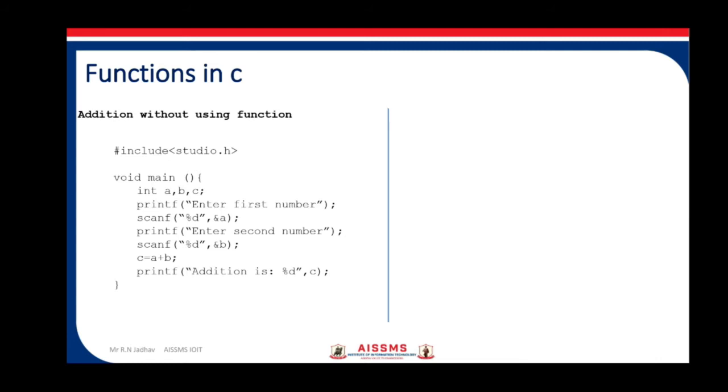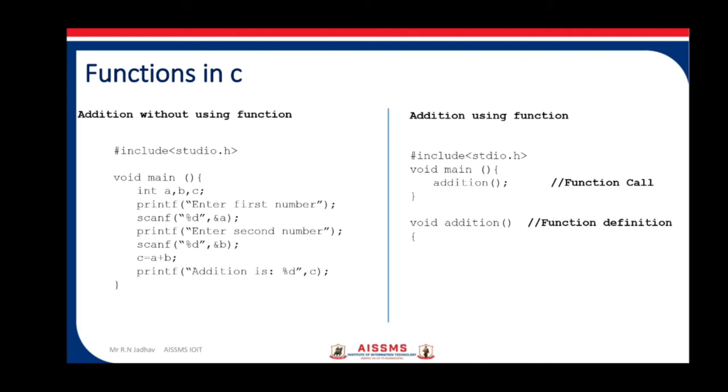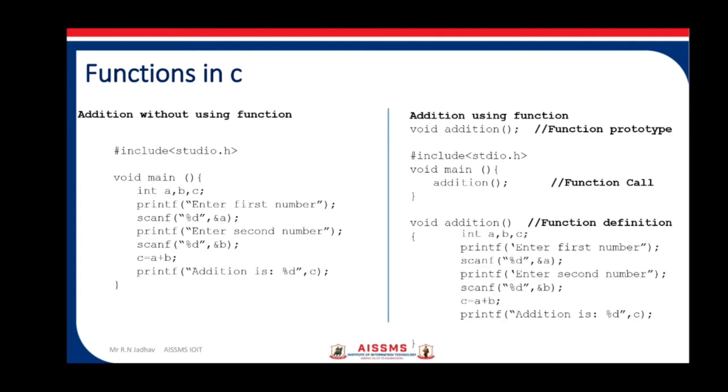Now let us see how we can write a user defined function for addition of two numbers. As we have discussed, each program should have at least one function, that is main. Here we have a function call, then a function definition and a function prototype. Whatever task I want to perform by addition has to be written inside this function definition.